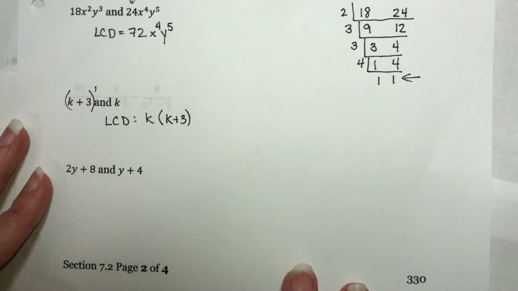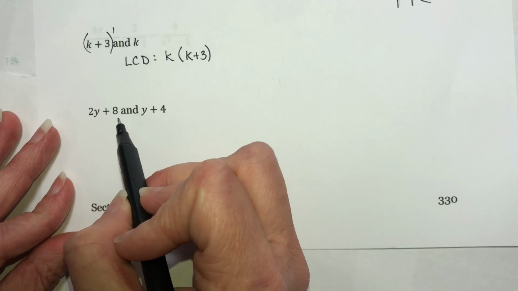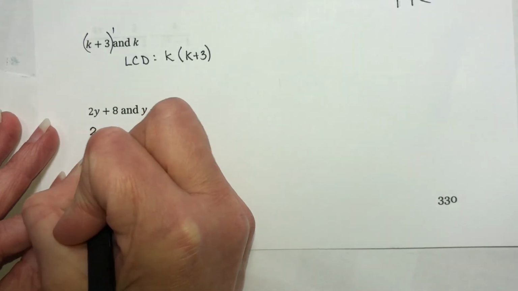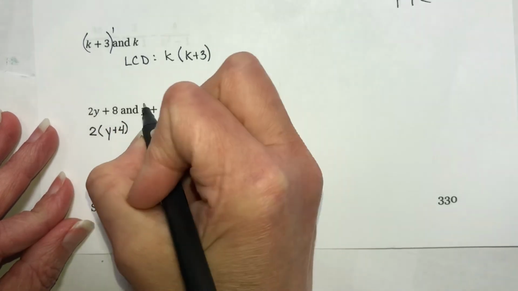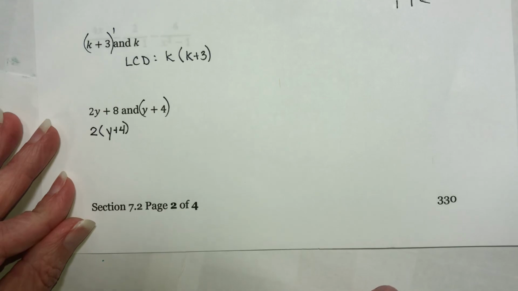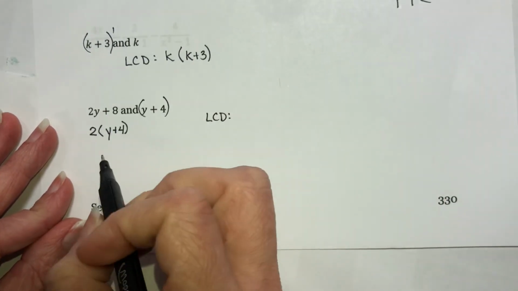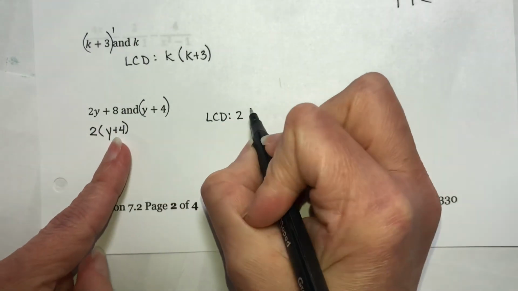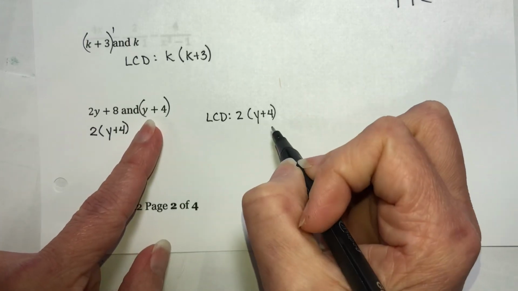Okay, so let's check out this one. I have 2y plus 8 and y plus 4. I can factor a 2 out of this one, and I get y plus 4. And then this doesn't factor at all, it works as a unit. So your LCD, you're going to write down every base that appears. I have a 2, I have a y plus 4, and here's a y plus 4, but it's already listed.